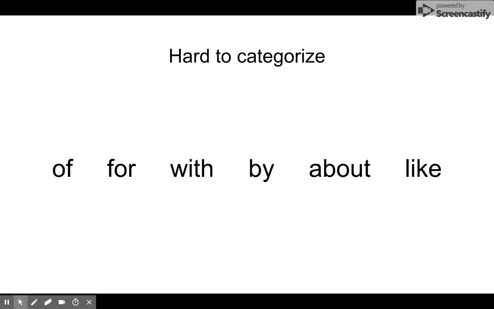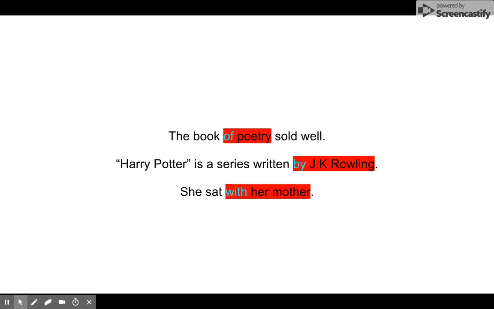Then, lastly, there are ones that are a little hard to categorize. Words like of, for, with, by, about, like. They give you more details, maybe telling you what something goes with or what type a thing is. The book of poetry sold well is telling you what type of book it is.